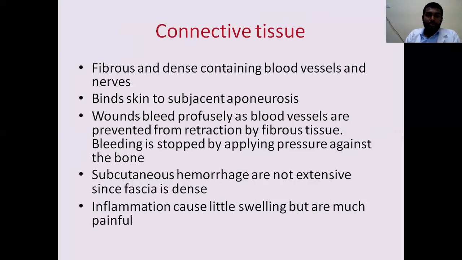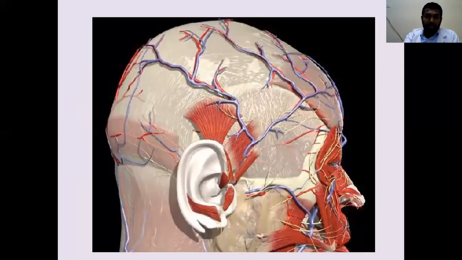What is the connective tissue? This is fibrous and dense. It contains the blood vessels and the nerves. It binds to the subjacent aponeurosis. Now, because it contains blood vessels and nerves, there is profuse bleeding when it is damaged. The profuse bleeding is actually prevented from retraction by the fibrous tissue. Bleeding is stopped by simply applying pressure against the bone. Subcutaneous hemorrhages are not extensive since the fascia is dense. Inflammation causes little swelling but more pain. Now, this is the second layer.